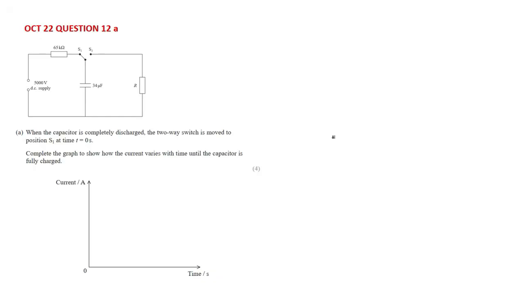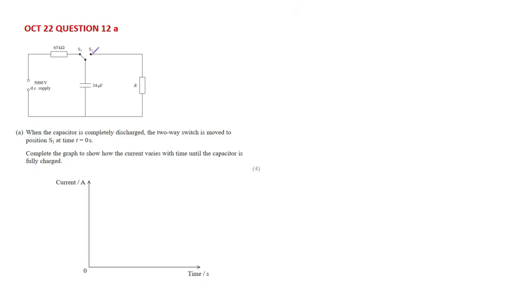When the capacitor is completely discharged, the two-way switch is moved to position S1. So check this out. When you move it to position S1, this is a charging circuit. And when you move it to position S2, this is a discharging circuit. And you know what, everyone? If the question were to ask you what the current time graph would look like when the switch is moved to position S1 or S2, the shape of the graph would have been the same.